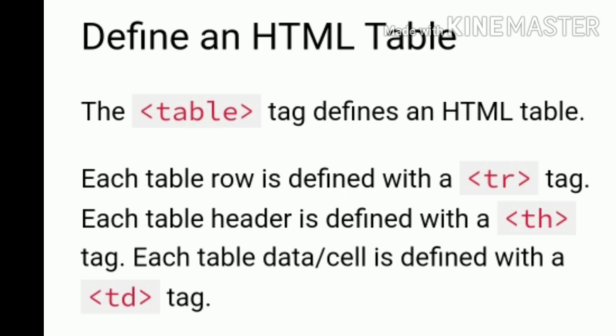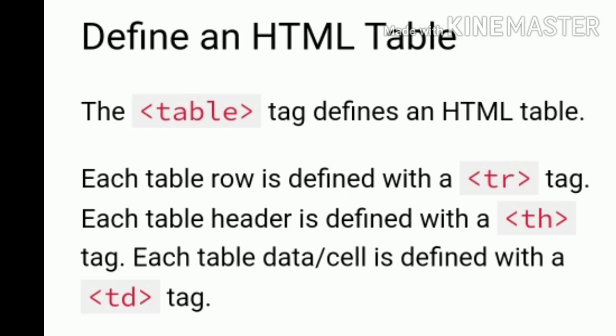The column span and row span attributes. You will use the colspan attribute if you want to merge two or more columns into a single column. Similarly, you will use rowspan if you want to merge two or more rows.